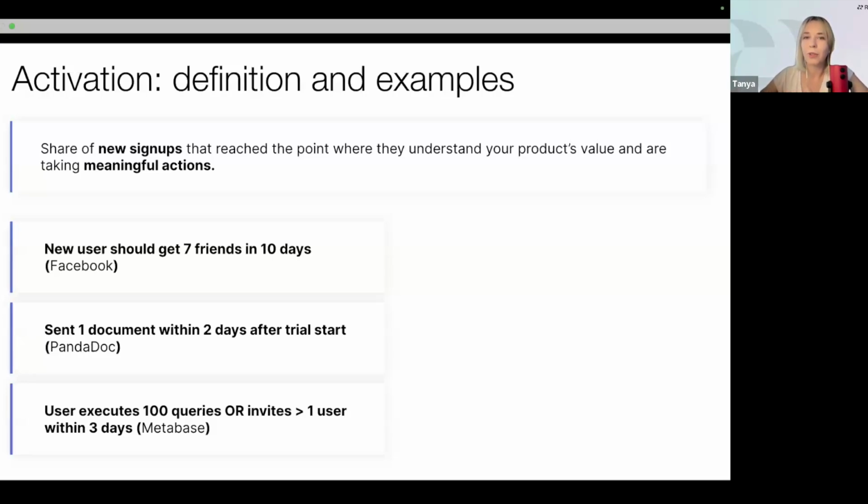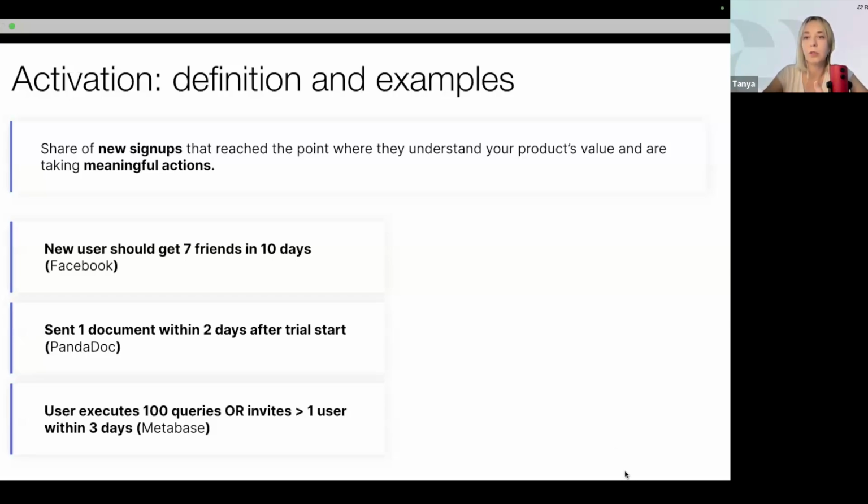But in order for this to actually work, you should have it well defined. So for example, how other companies define it: the famous one from Facebook, the user should get 7 friends in 10 days. In PandaDoc, we had the user should send at least 1 document within 2 days after trial start. In Metabase, we have the user executes 100 queries or invites more than 1 user in 3 days. So all of these are examples of an activation metric.